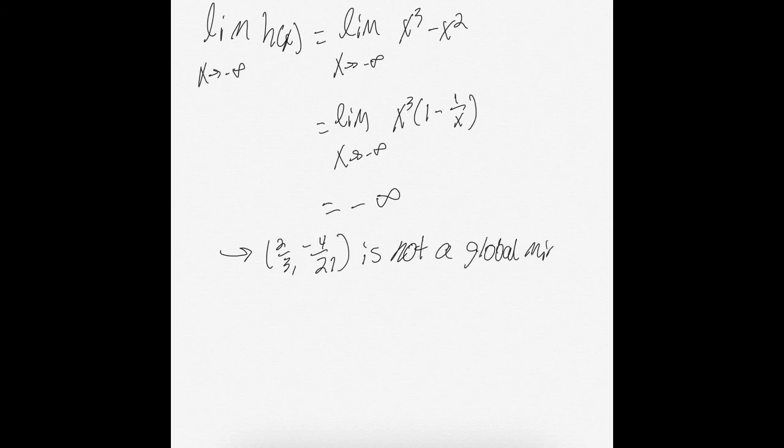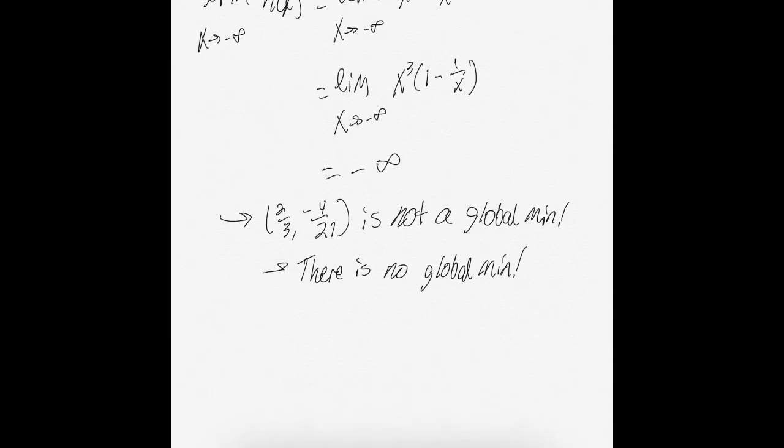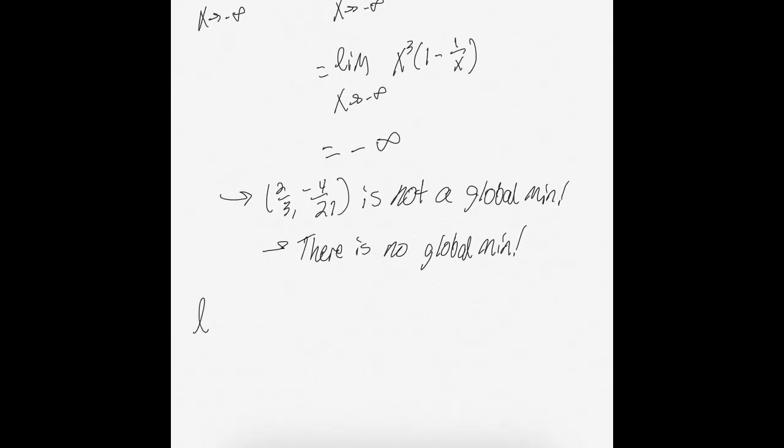So this means that our 2/3 minus 4 over 27 is not a global min. In fact, there is no global min because the function is going to continue to get smaller and smaller as x shoots off to negative infinity. So it never reaches a, quote, smallest point, it's always getting smaller.